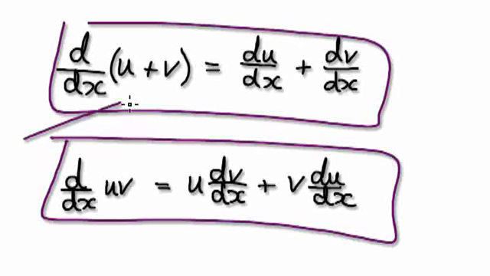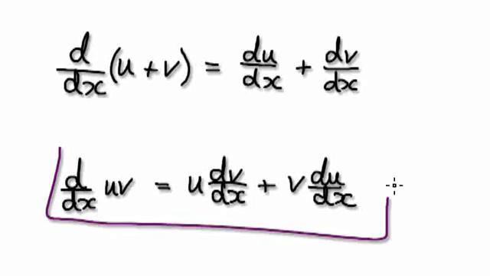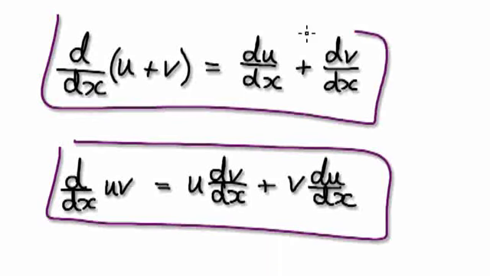Why is it that when you try to differentiate the sum of two parts, it's so much simpler than differentiating the product of two parts? In this video, we're going to try to understand why this is so much more complicated than this.